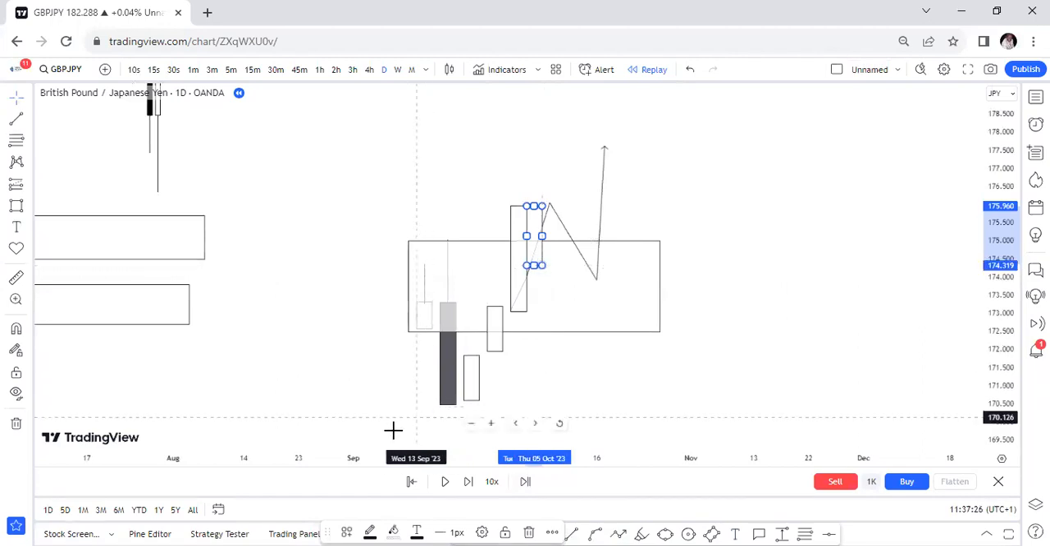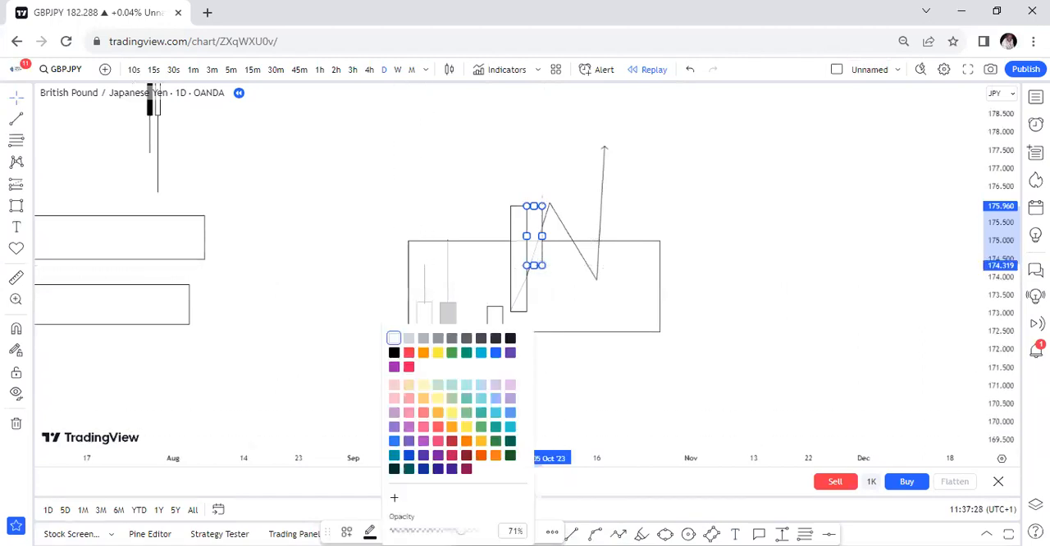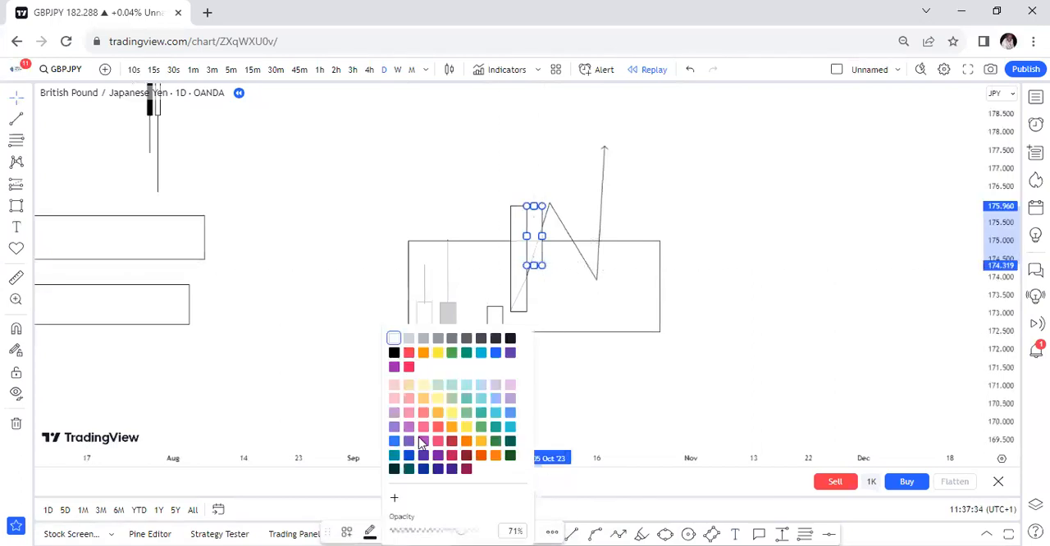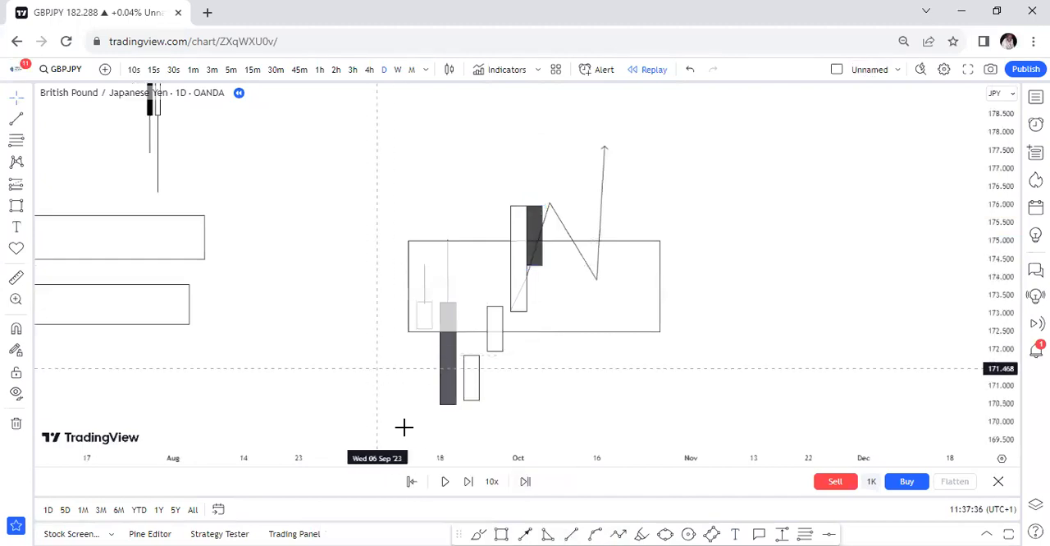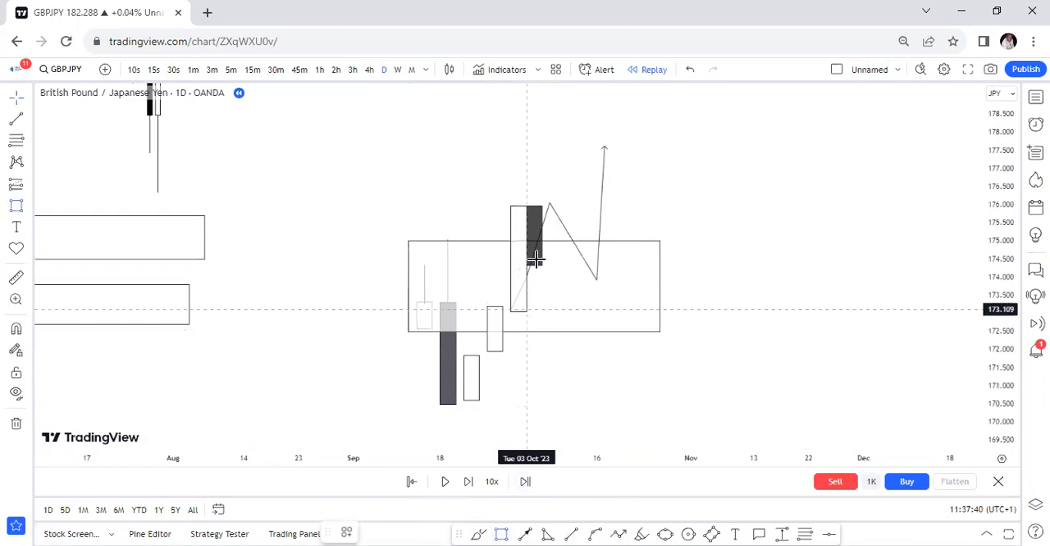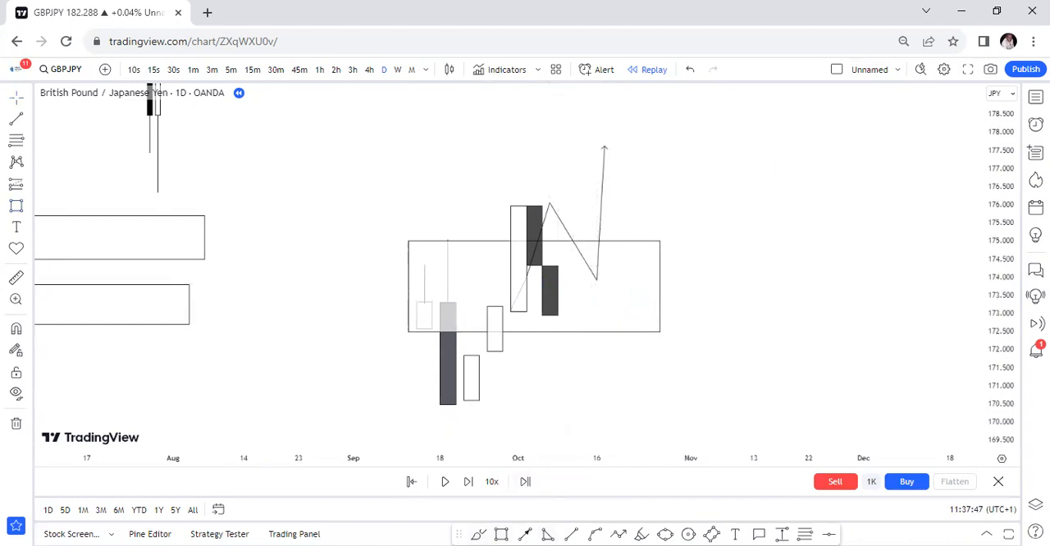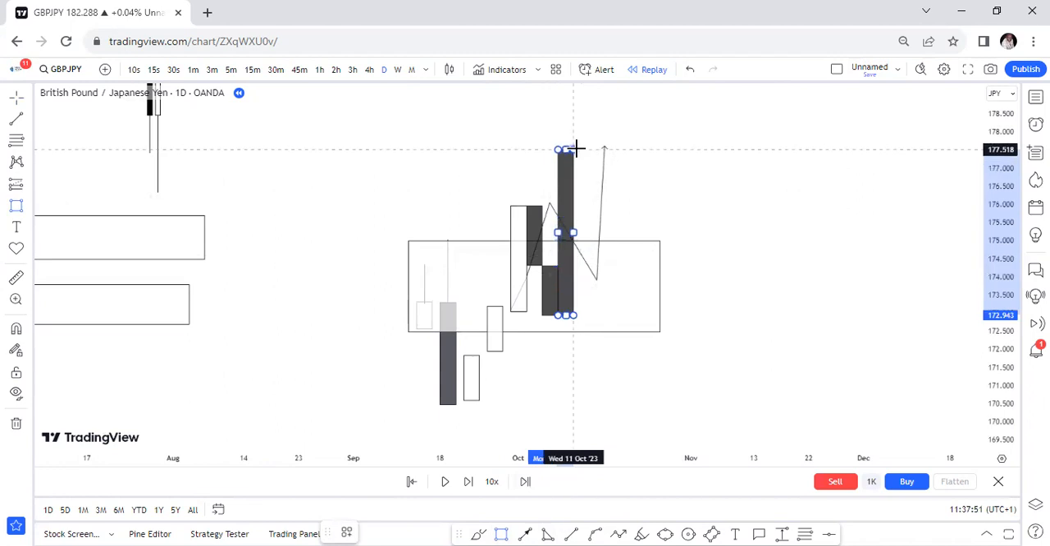You don't need to remove the zone. You leave the zone as it is because you are going to use it to buy when engulfing fails. When engulfing fails, you are going to use it to buy. So you buy when you see price move into this zone, and you buy into it.